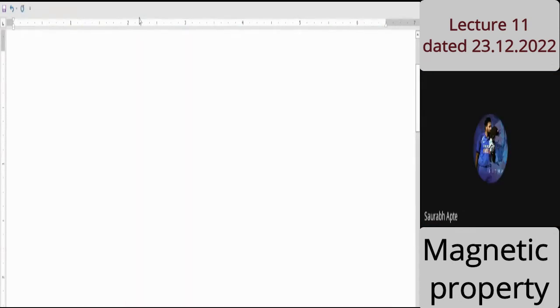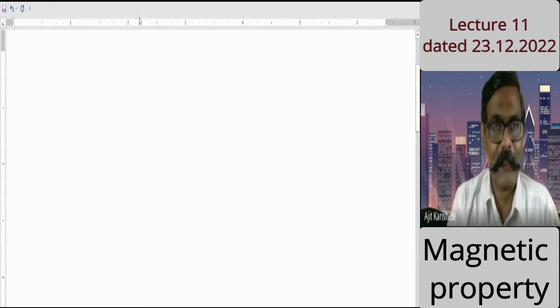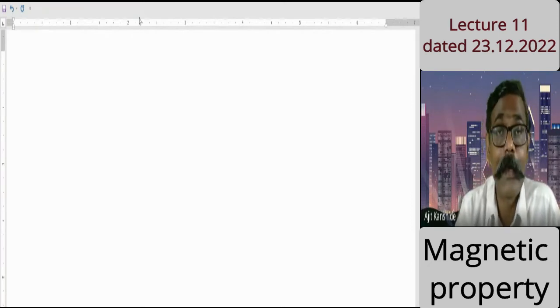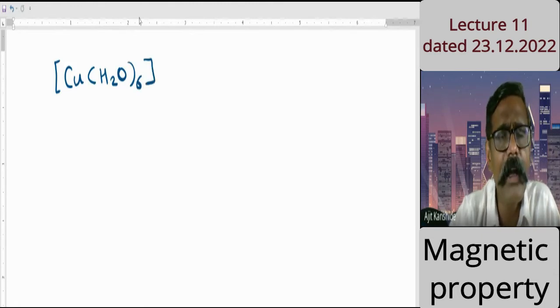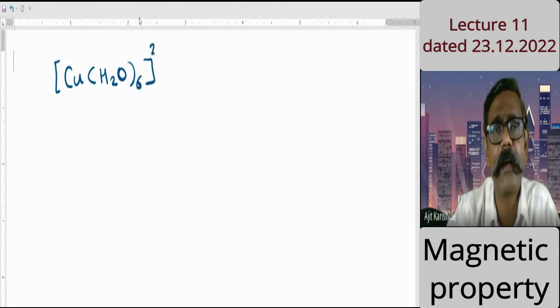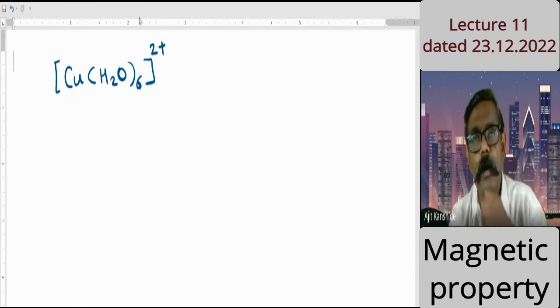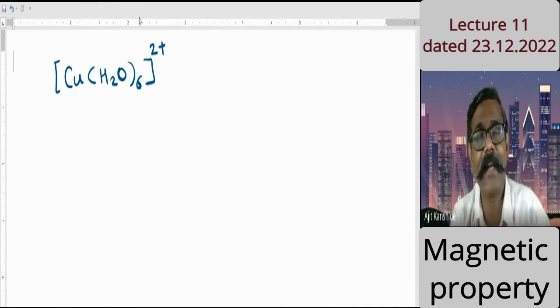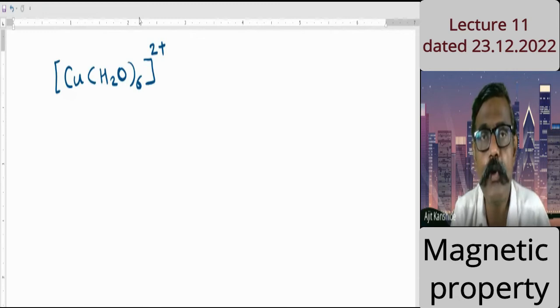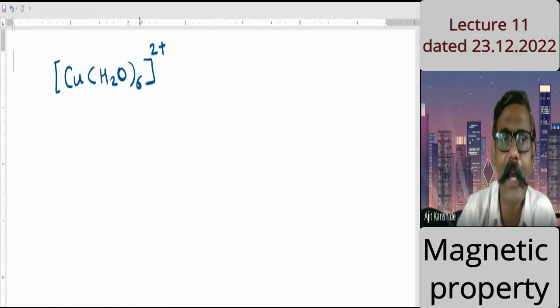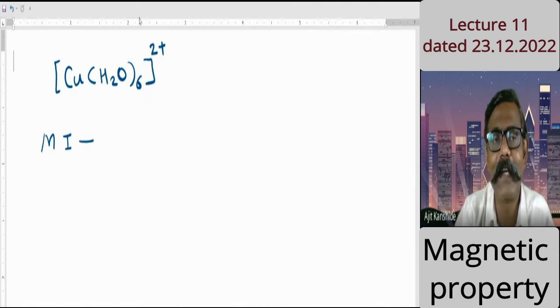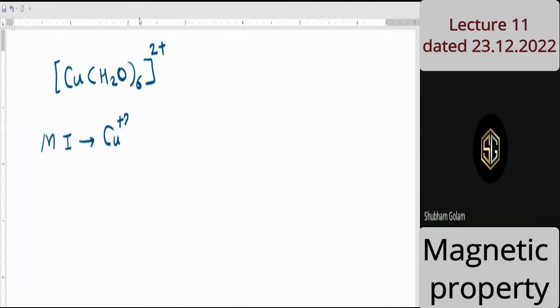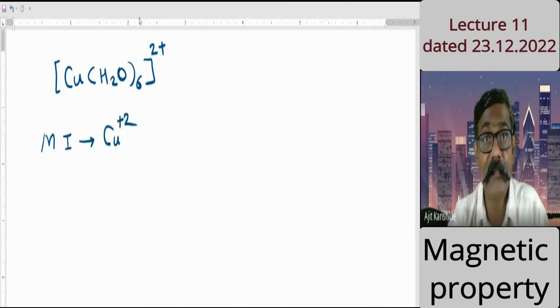Now let me take a few examples and you will help me calculate the magnetism. For a complex, we can find out whether it will be paramagnetic or diamagnetic, and approximately what its magnetic moment can be. Take a copper complex. Copper is in the dipositive oxidation state, a copper 2 complex. Which metal ion is present in this complex? Copper plus 2. It's a rough idea I'm giving.